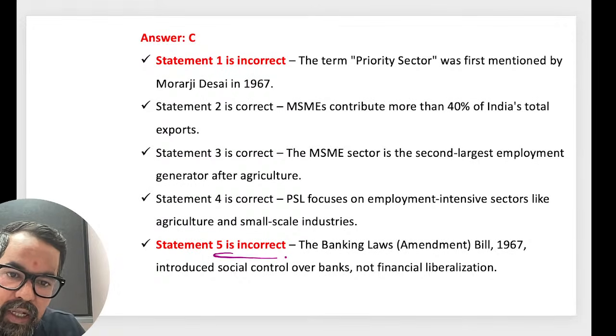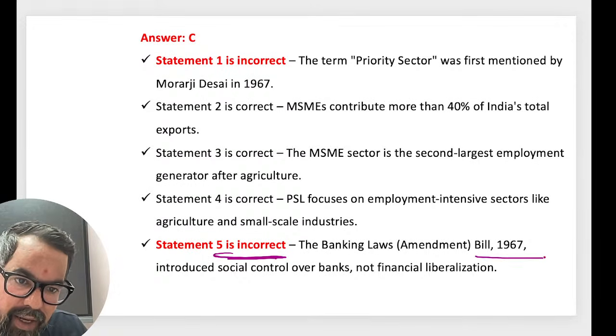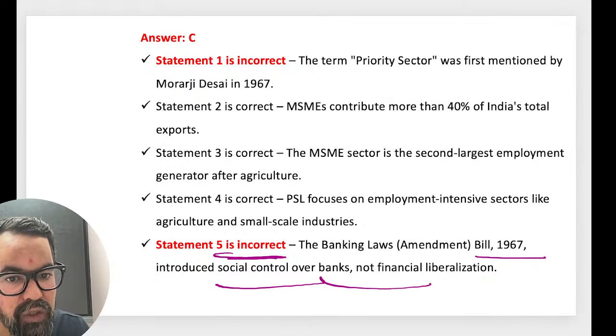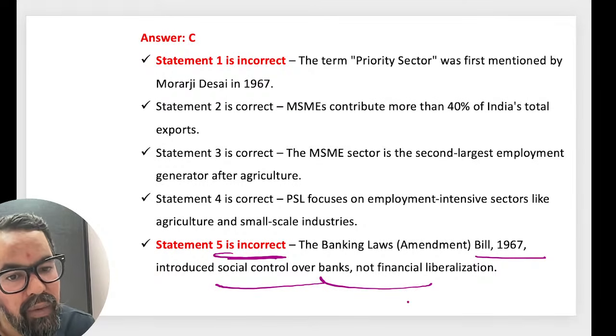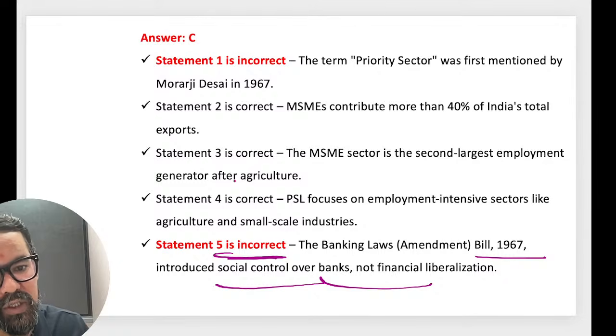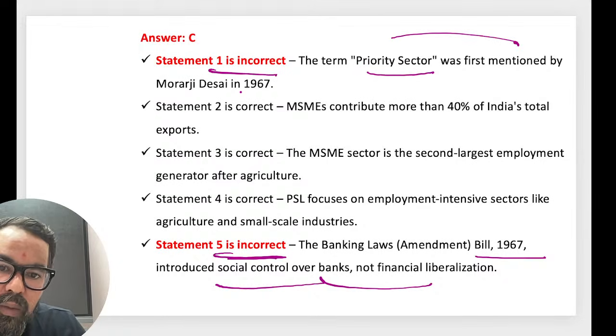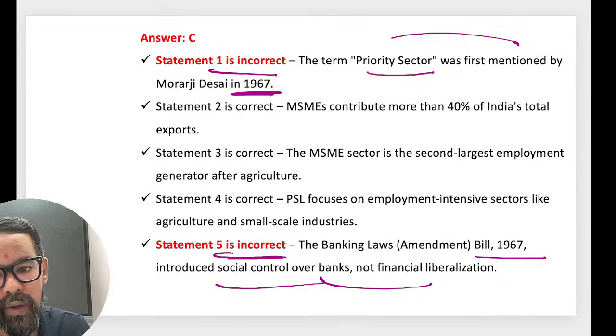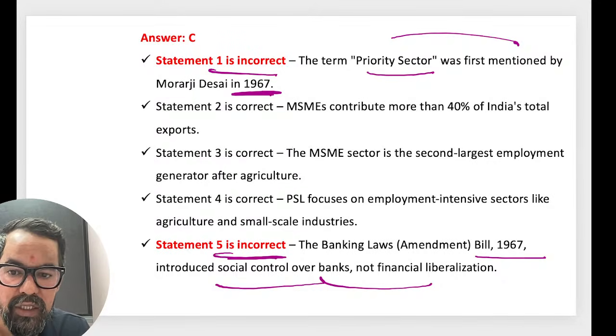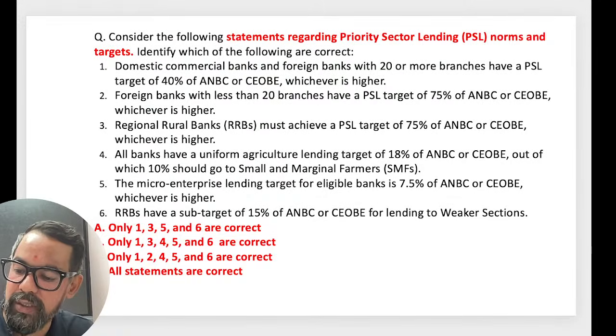Last statement first, I'll check. The Banking Law Amendment 1967 introduced social control over banks instead of financial liberalization. And the first statement was that priority sector was first mentioned by Morarji Desai in 1967. It was 1967, that is the case. Next one, guys, let's move ahead.